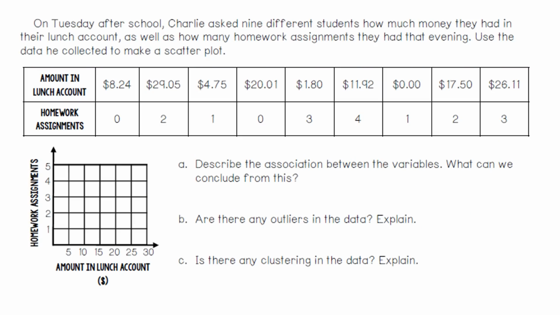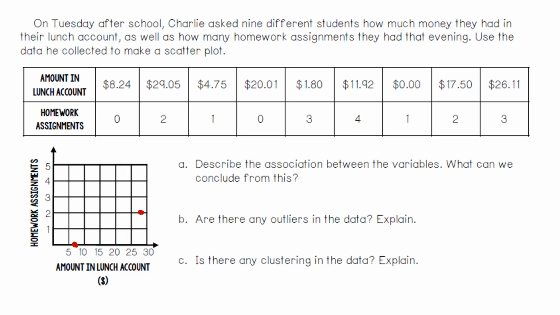For this problem, it says, on Tuesday after school, Charlie asked 9 different students how much money they had in their lunch account, as well as how many homework assignments they had that evening. Use the data he collected to make a scatter plot. So again, we're going to graph these points. So we're going to start at 0, and we're going to $8.24. At 2 homework problems, we are at $29.05.